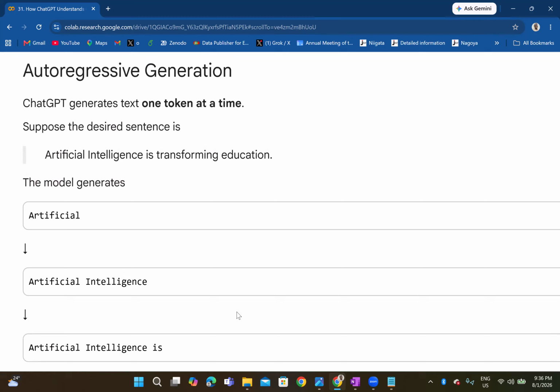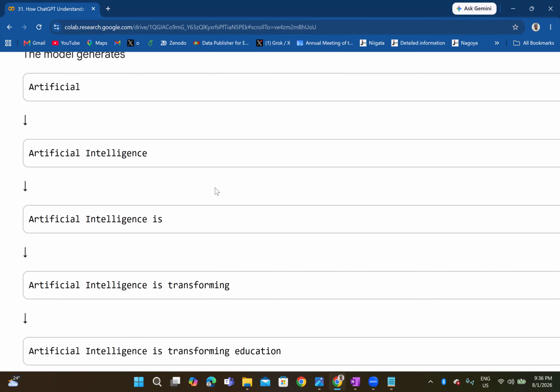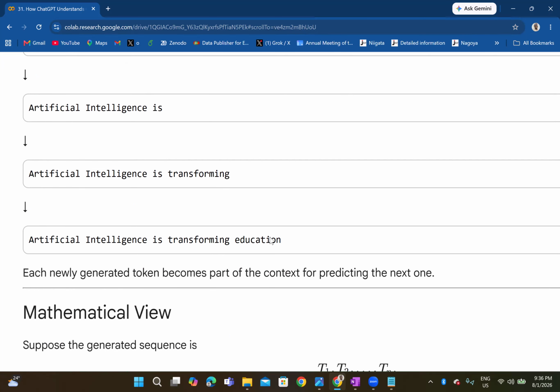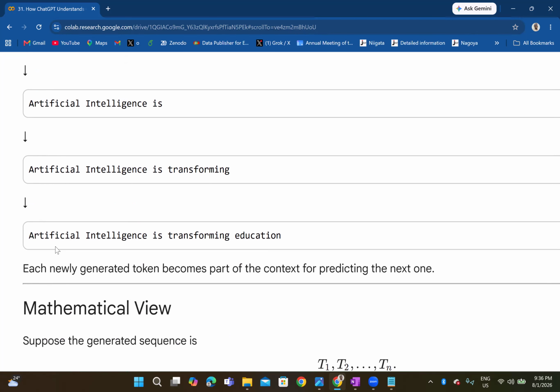So we have autoregressive generation. ChatGPT generates text one token at a time. Suppose the desired sentence is "artificial intelligence is transforming education." The model generates "artificial". Next step, "artificial intelligence". Next step, "artificial intelligence is". Next step, "artificial intelligence is transforming". Next step, "artificial intelligence is transforming education". So it goes sequentially like that. Each newly generated token becomes part of the context for predicting the next one.